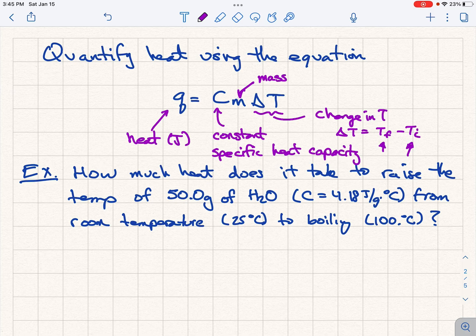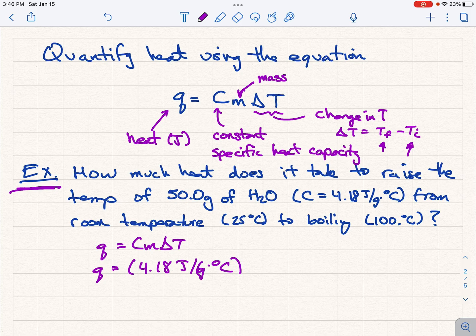Okay? All right. So let's do a simple problem with this. How much heat does it take to raise the temperature of 50 grams of water, and I provided you the heat capacity, as I said I would, from room temperature, which is 25 Celsius, to the boiling point of water, at 1 atmosphere, 100 degrees Celsius? Okay? All right, so we're going to use the equation that I just gave you, q equals C m delta T. And since the substance is water, we use the heat capacity for water.